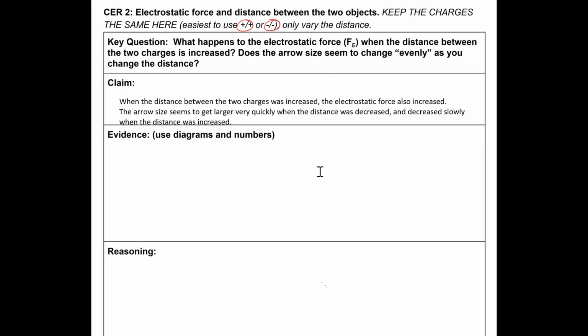Now what we're going to do is draw our evidence. Okay? We can probably make a table. We can draw some diagrams. Let's go ahead and make a table. And I'll just make it using the writing tool. So we'll call this distance, and then the FE.